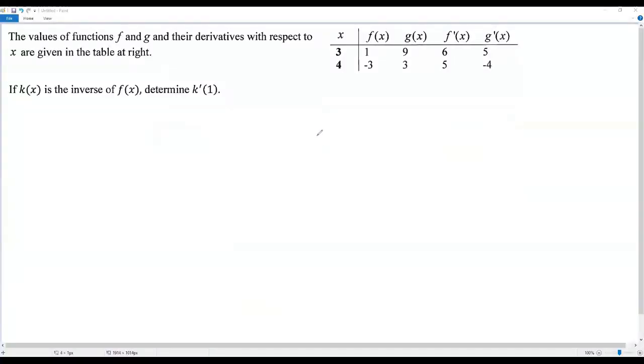Here we have an AP Calculus AB problem. Okay, let's go to the information. The values of functions f and g and their derivatives with respect to x are given in the table right over here. If k of x is the inverse of f of x, determine k prime of 1.